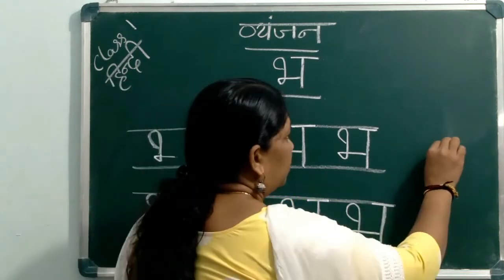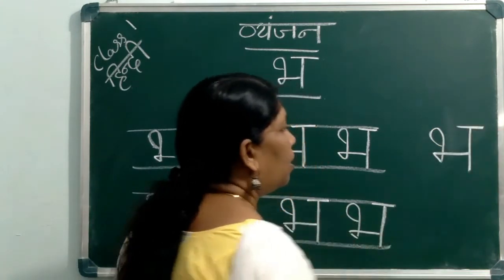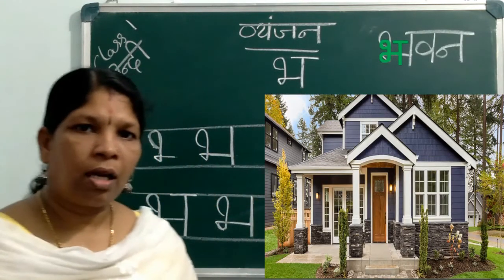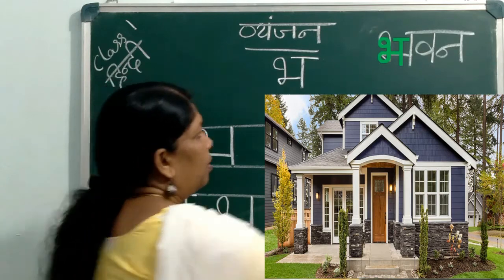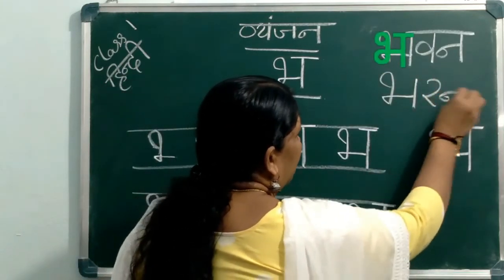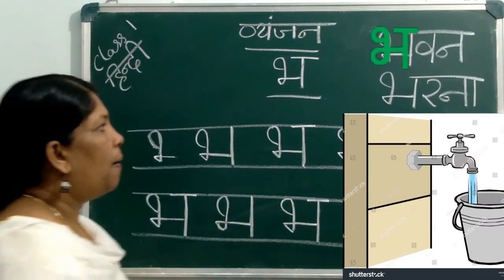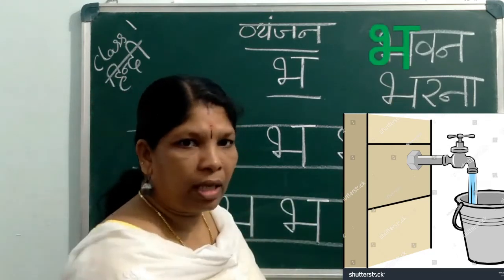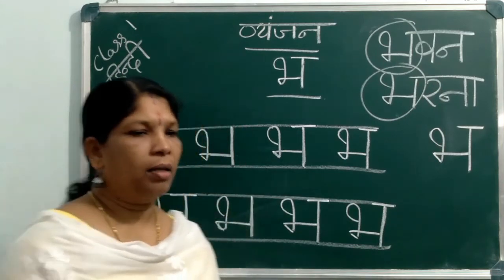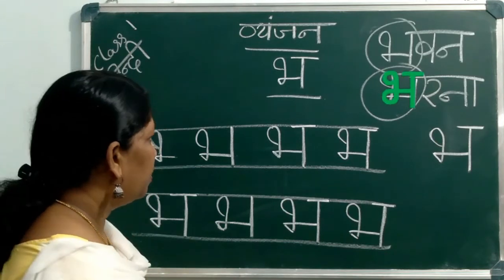Okay, which letter is this? Bha. Bha se bhavan. Bhavan means house. Then Bha se bharna, to fill. These two words start with the letter Bha, which is the beginning sound. Bha is the beginning sound of these two words.